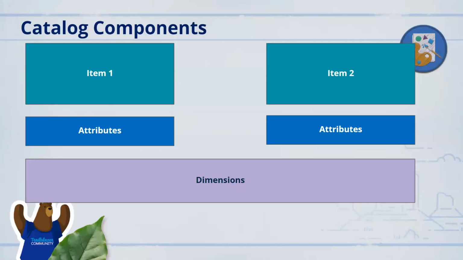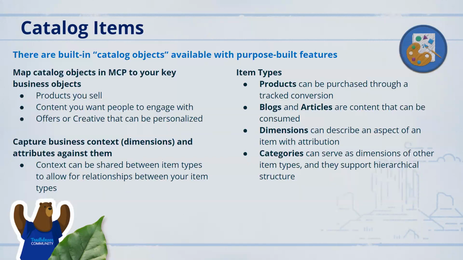Now we're really jumping into what the components of a catalog are. A catalog is comprised of items, also called catalog objects, with associated metadata about those items that are tracked as attributes and dimensions. Each item, as you'll see here, has attributes and dimensions, which essentially describe characteristics of the item. Those catalog objects, or items, are the foundation of your catalog.